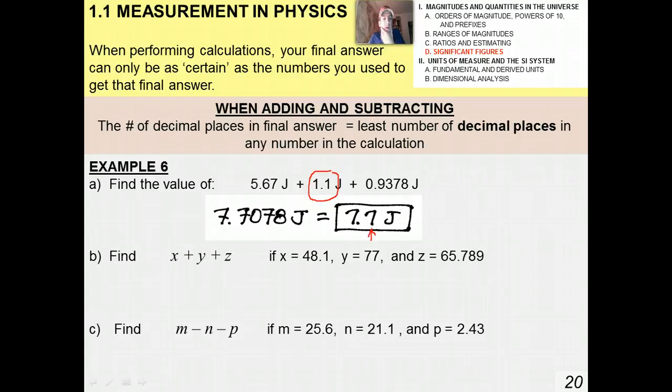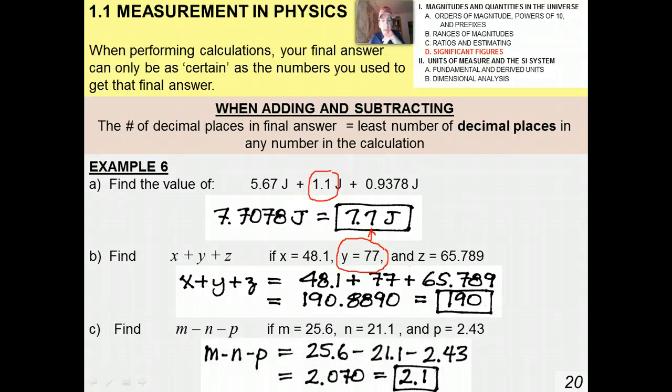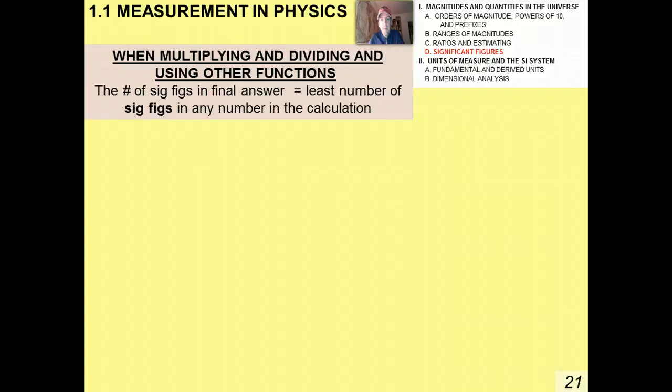Okay, so go ahead. You can pause the video and try parts B and C for yourself. Okay, so for part B, I got 190. Notice that we are rounding that down to 190 from 190.8890. And that's because my value for y doesn't even have a decimal place. That's an integer, okay? And for part C, we're limited by one decimal place because both m and n have one decimal place. And so we end up with 2.1, rounded from 2.070, okay?